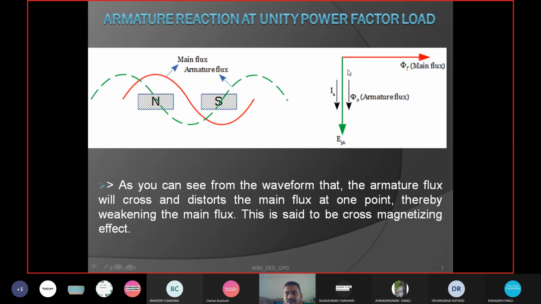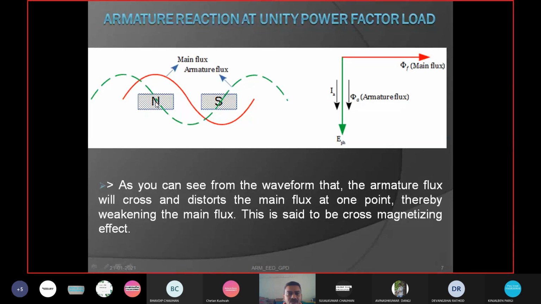Okay, so the phasor angle is 90 degrees between the main field flux and the armature flux. As you can see in the waveform, the armature flux will cross and distort the main flux at one point, thereby weakening the main flux. This is said to be the cross magnetizing effect.